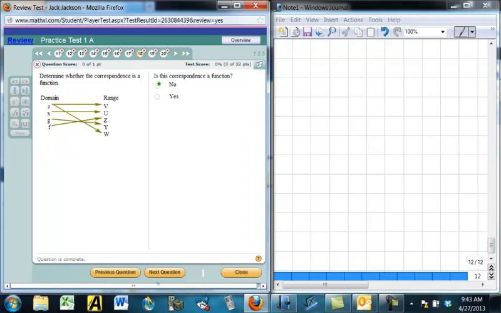Same question here. The answer is no, because the z has 2 arrows coming out of it. That's a repeat on the first coordinate. That's what's not allowed for a function.